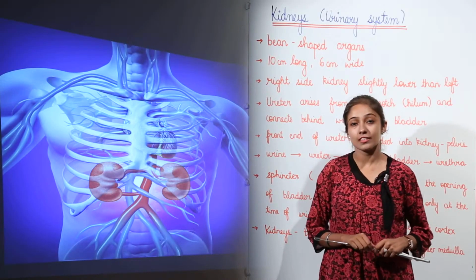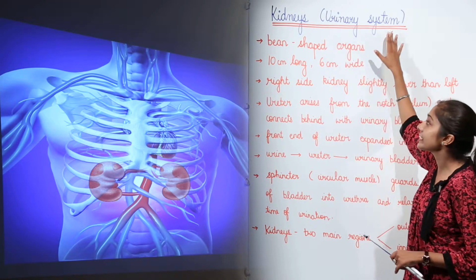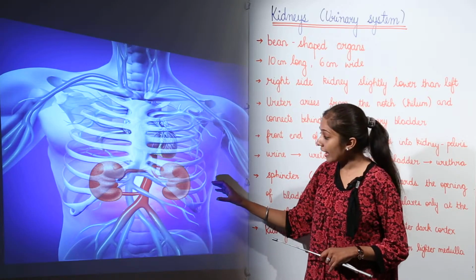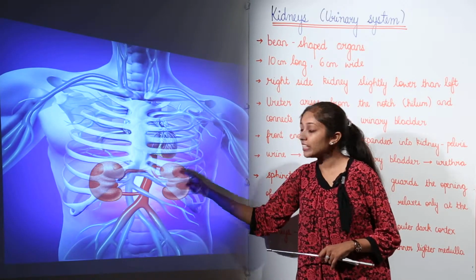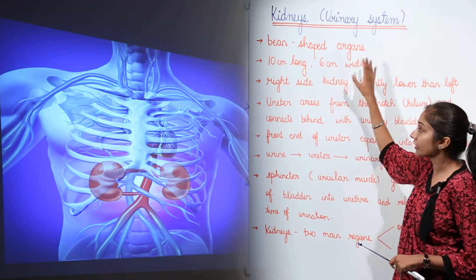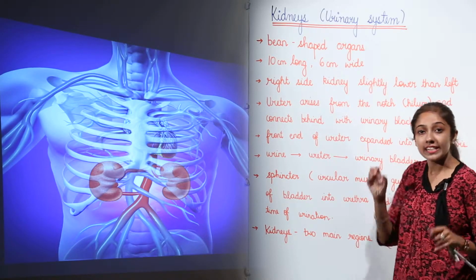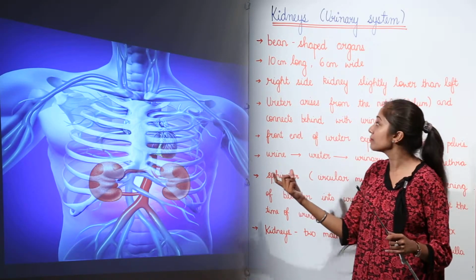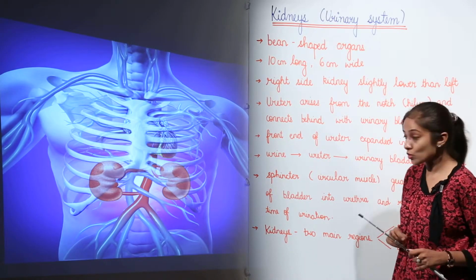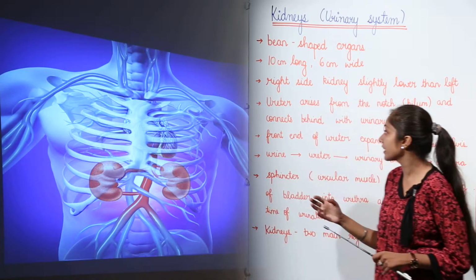Now let us discuss the structure of the kidneys, which form an important organ of your urinary system, the excretory system. As you can see in the image, the kidneys are bean shaped organs. So what are kidneys? Kidneys are bean shaped organs which are 10 centimeter long and 6 centimeter wide. The right side kidney is slightly lower than the left side kidney.